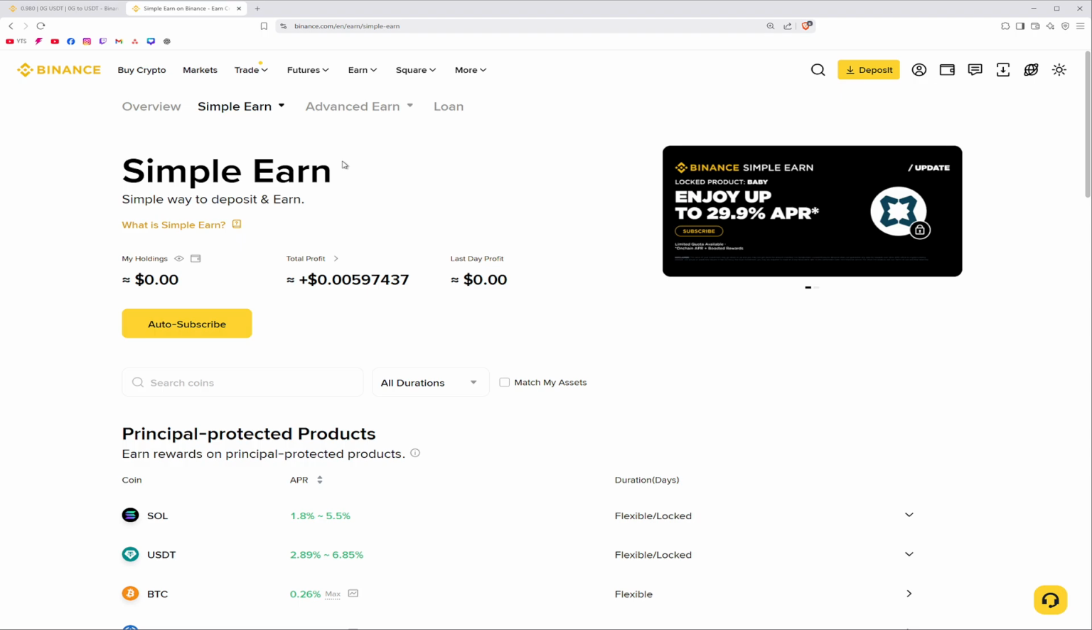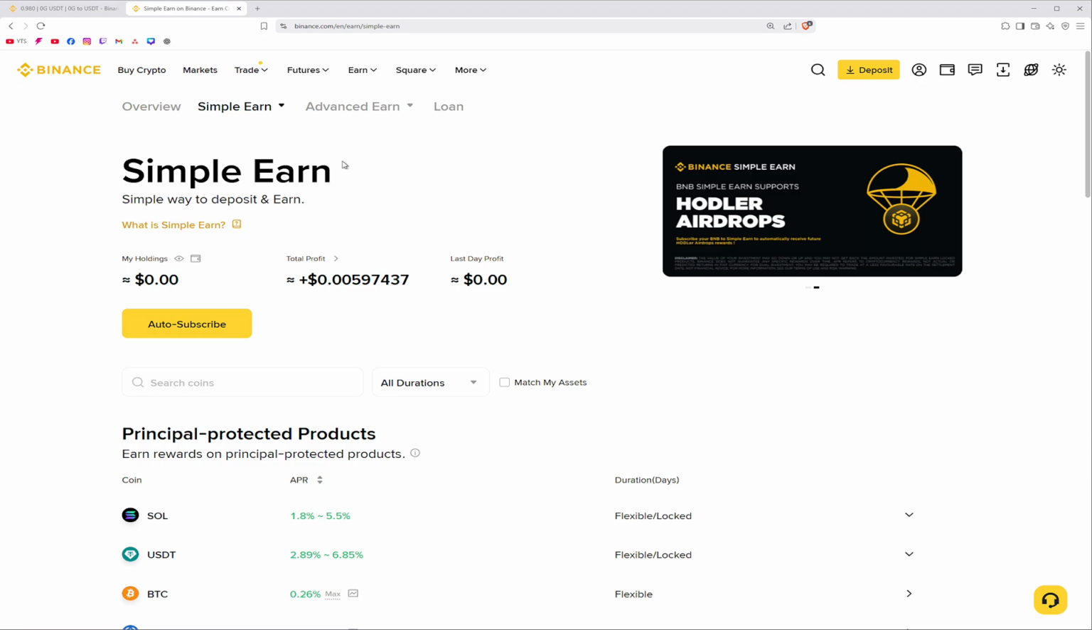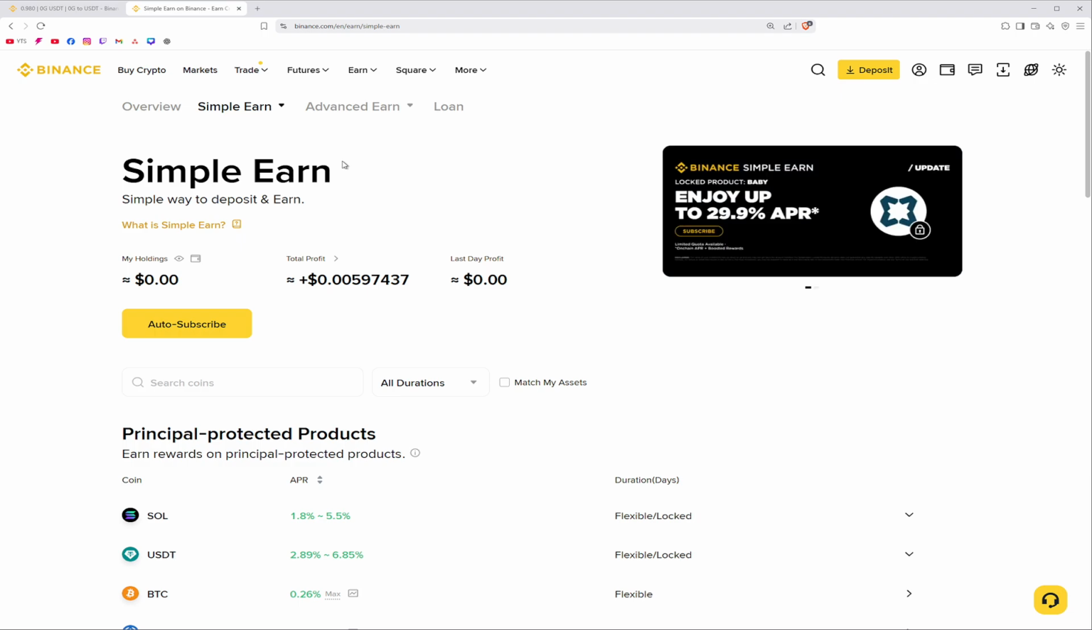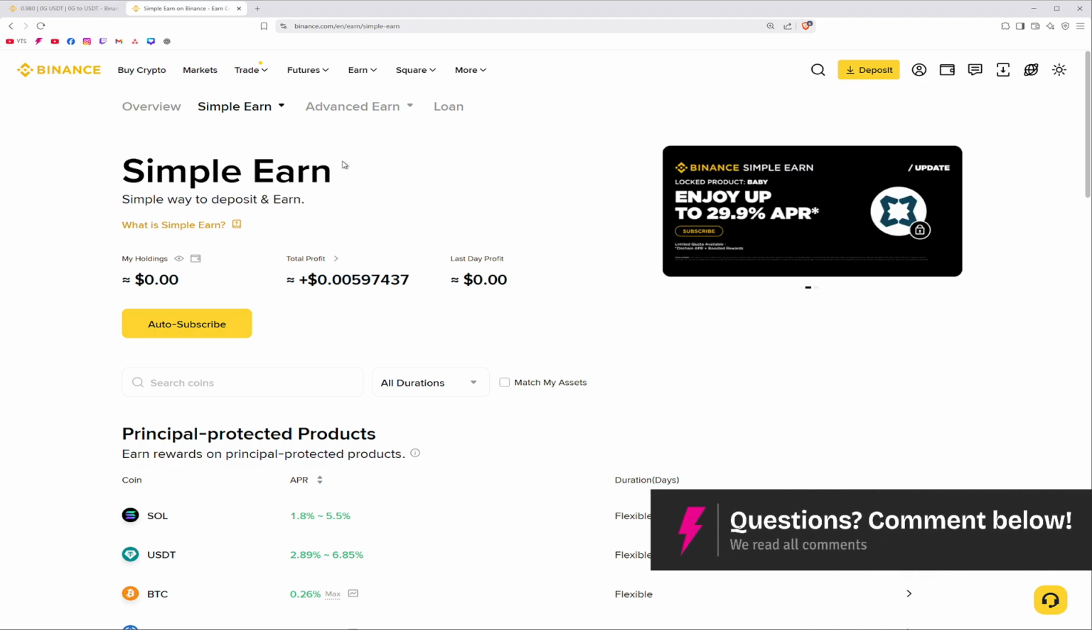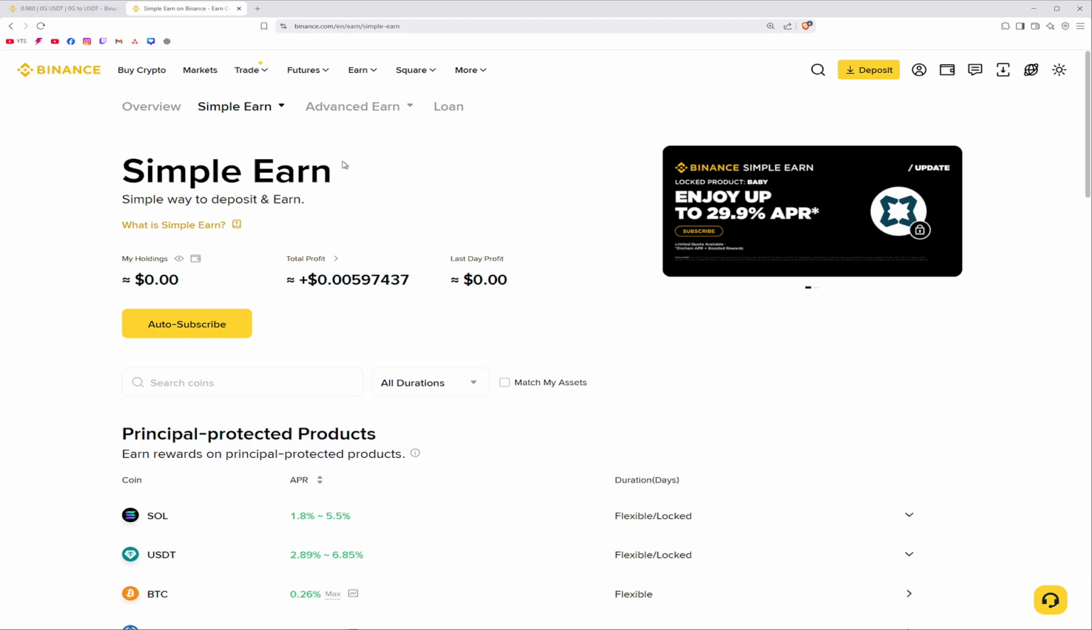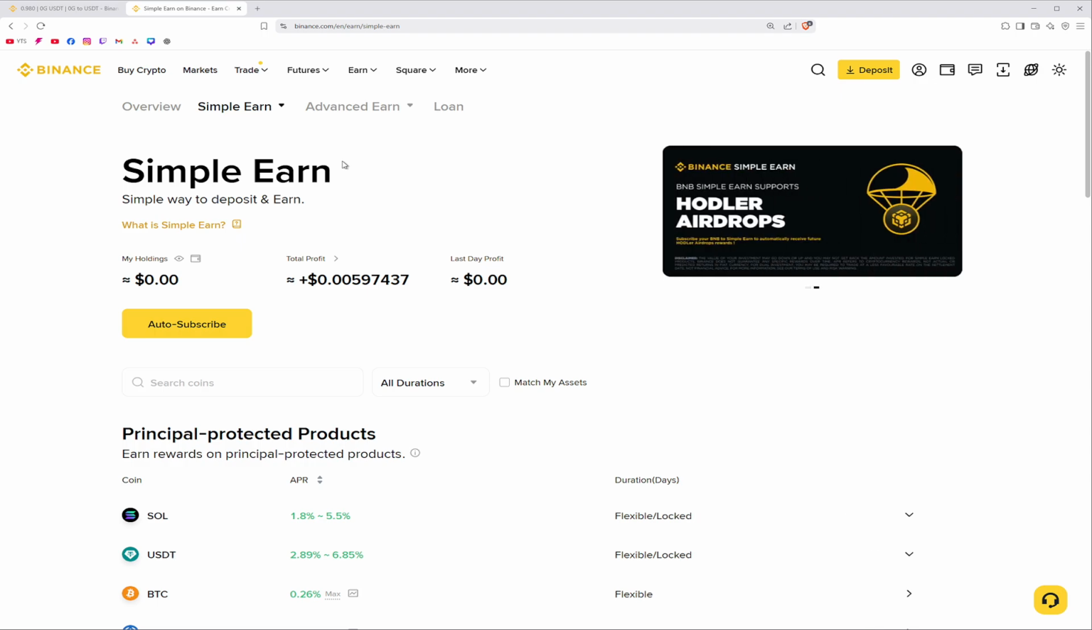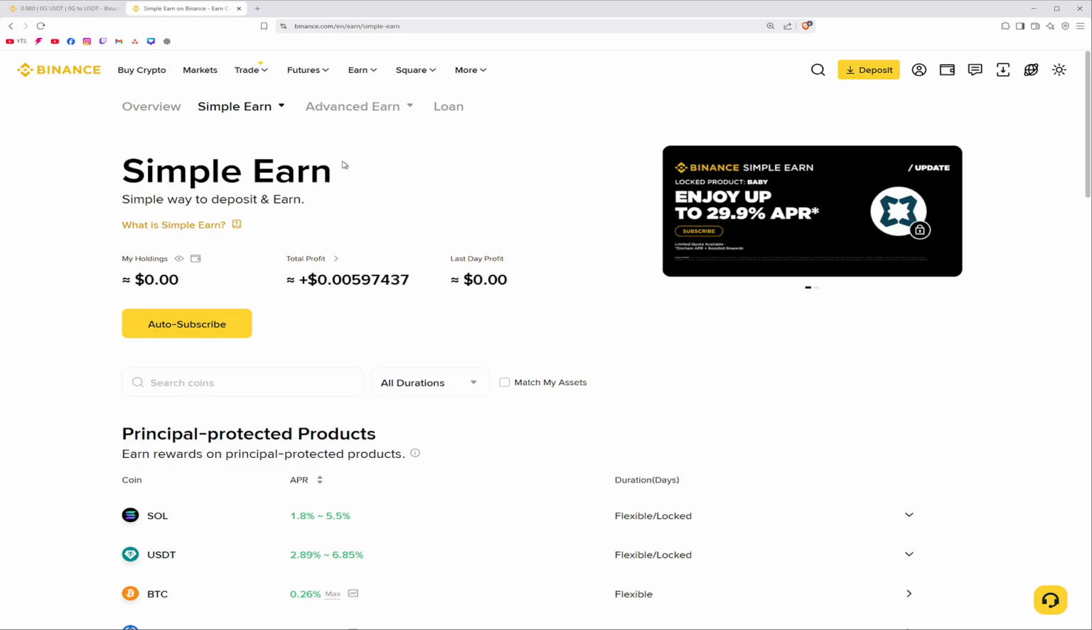People can earn rewards by depositing supported proof of work or proof of stake tokens. For example, Sol, Ethereum, BNB, and so on and so forth. So you will have to commit them for specific terms, for example, 30 to 120 days, for higher fixed rate yields, or choosing flexible terms for lower but accessible yields.